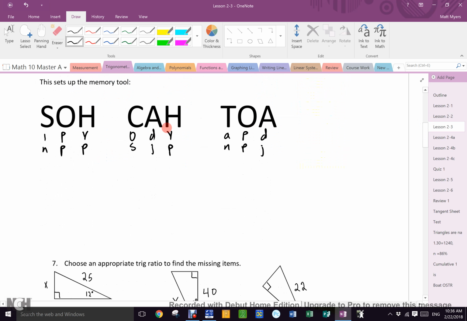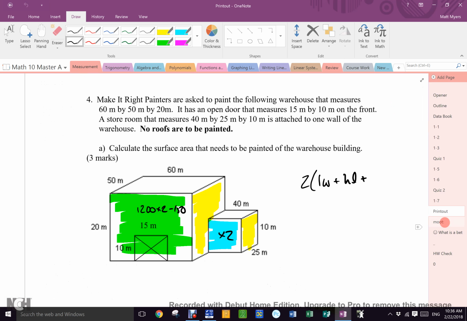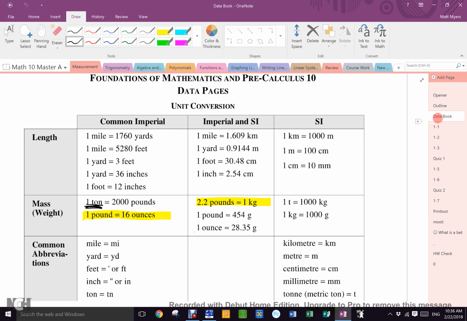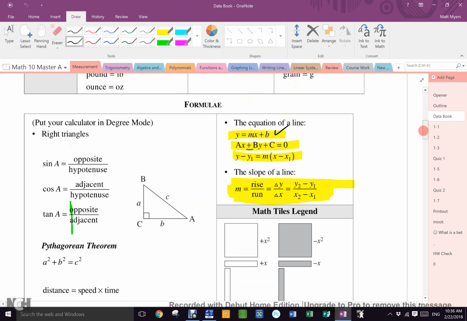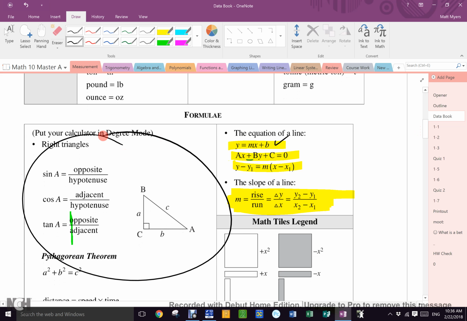I don't like to write it sideways. I usually write it this way. Sohcahtoa. But you don't even need to have it memorized because, of course, I give it to you in your data booklet right there. And I even show you how to label a triangle. So if you can't remember, it's in your data booklet.